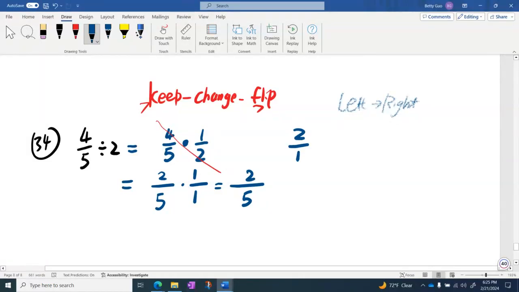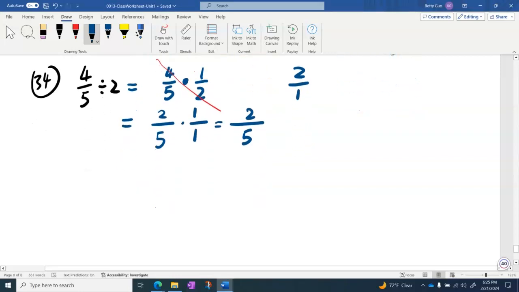If you know how to multiply two fractions, then division of two fractions will not be a problem. If you know keep, change, flip, apply keep, change, flip. Convert the division problem to a multiplication problem. Let's practice. 33.